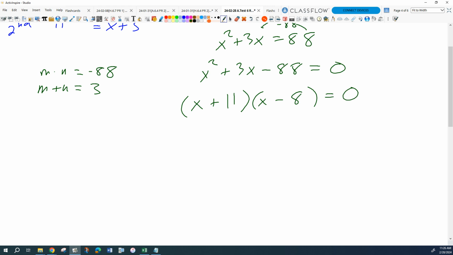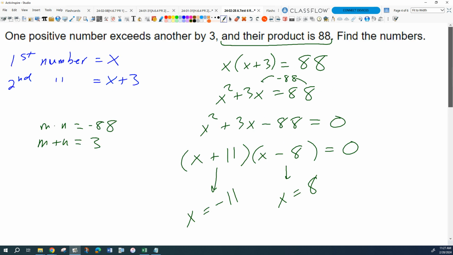Okay, so then what are my solutions here? By the zero product property, negative 11 and 8. Yeah, let's talk about that. So mathematically, we have 2 solutions, right? But let's go back and read the problem. The problem is very specific. It says one positive number exceeds another by 3.